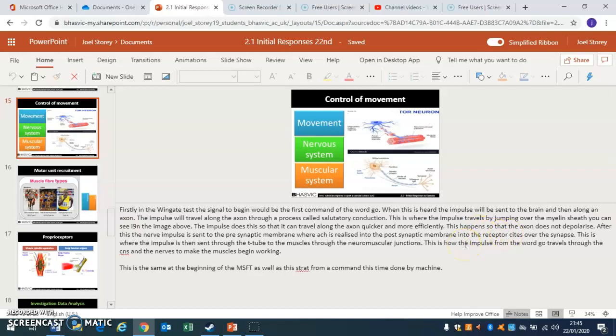This is where the impulse is sent through the T-tubule, to the muscles and neuromuscular junctions. This is how the impulse travels from the word go through the central nervous system and the nerves to make the muscles begin to contract. This is the same at the start of the multi-stage fitness test. However, this will start instead from an initial beep rather than a command word.